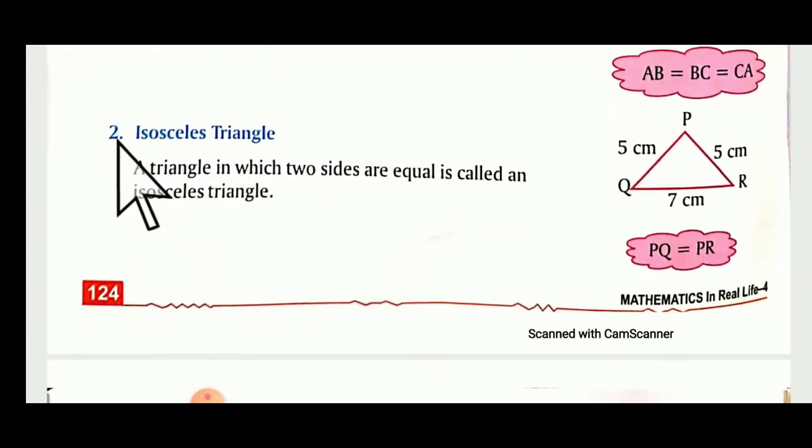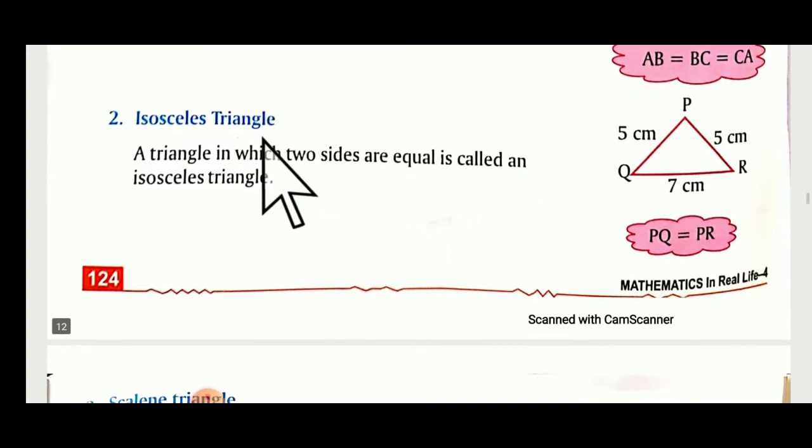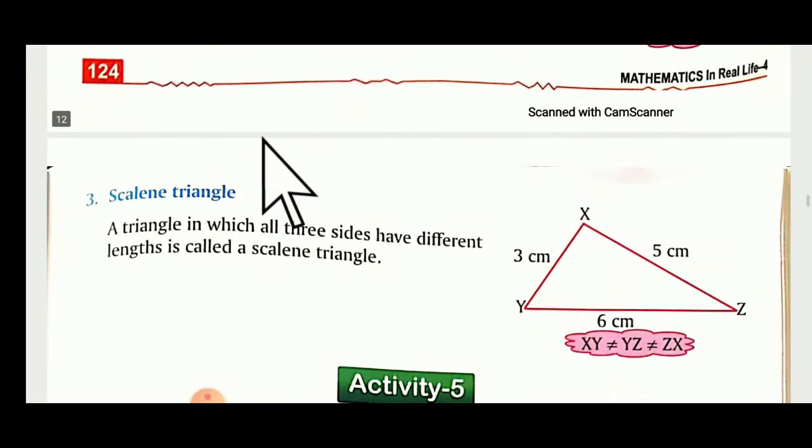The next triangle which you have to study is the isosceles triangle, a triangle in which 2 sides are equal. See, two sides which are there, 5 and 5. These are the two sides. They both are equal, whereas QR is 7 centimeters. It shows that the 5 and 5 sides are equal, and that one is an isosceles triangle.